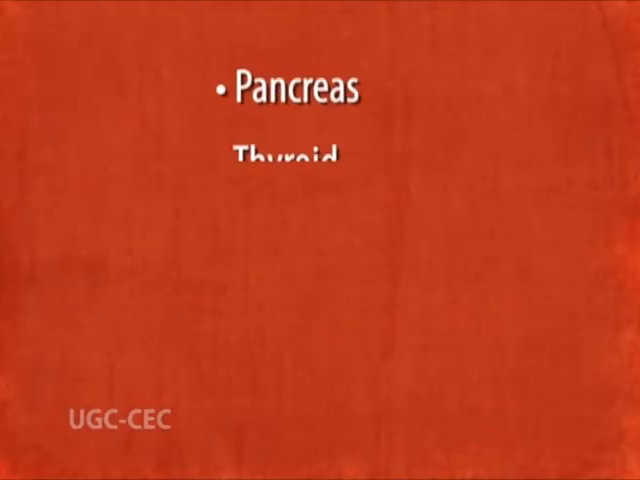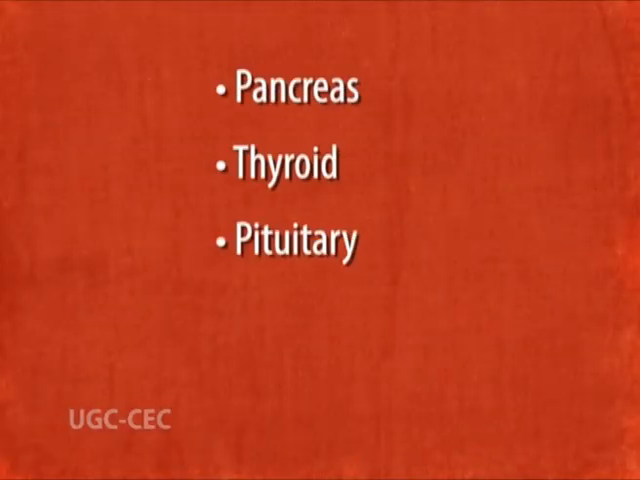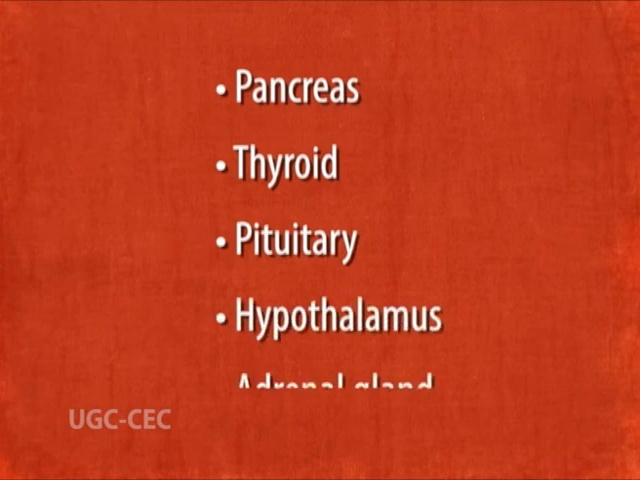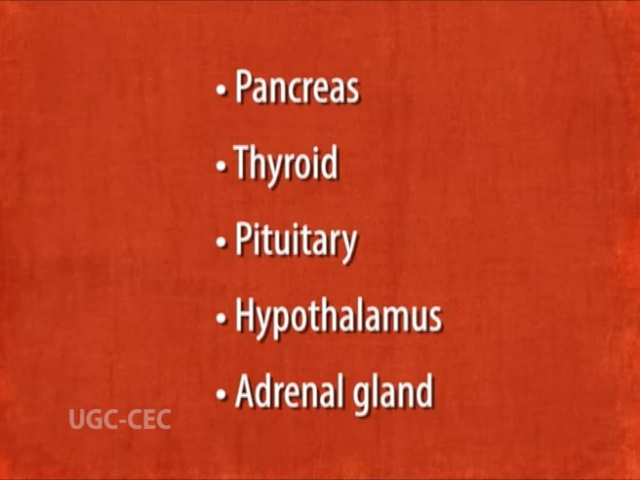Release of hormones from endocrine glands such as the pancreas, thyroid, pituitary, hypothalamus and adrenal gland takes place by this mechanism only. The hormones are released into the bloodstream in the form of granules packed in ER membrane, then transported to the Golgi and finally fused with the plasma membrane.